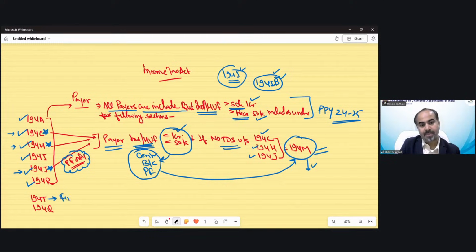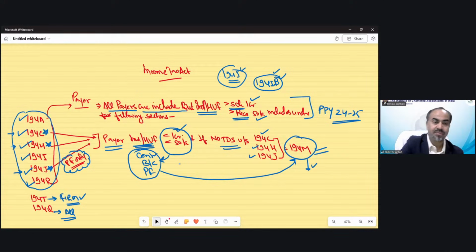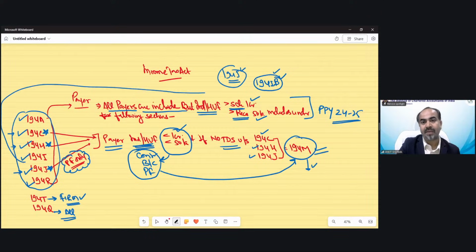In this section only partnership firm has been included as payer. Section 194Q is a special provision. All payers are included, but under certain circumstances. So you need to understand that under these 6 sections, individual HUF would not be included if turnover is not more than 1 crore or 50 lakh rupees. But out of these 6 sections, for section 194I, 194IB has been made for those individual HUF less than 1 crore or 50 lakh, and for C, H, and J, 194M has been inserted.